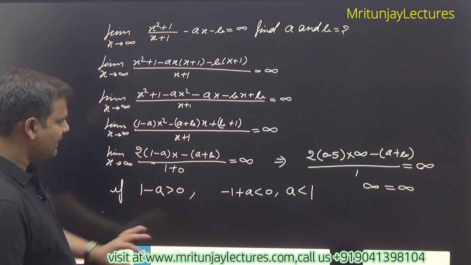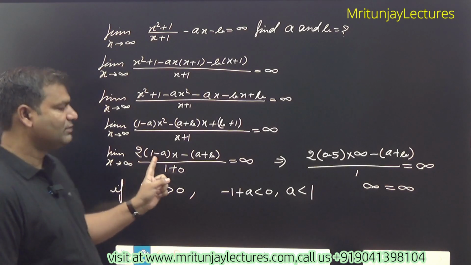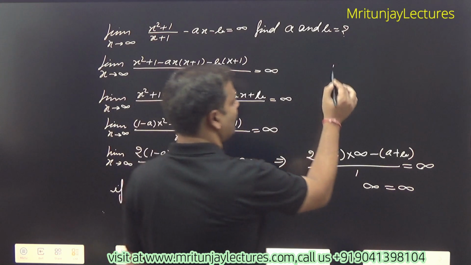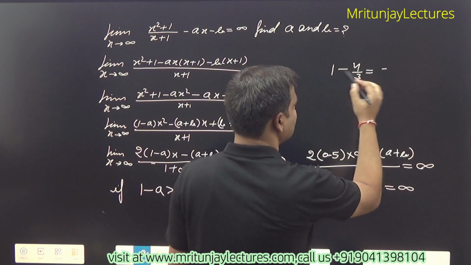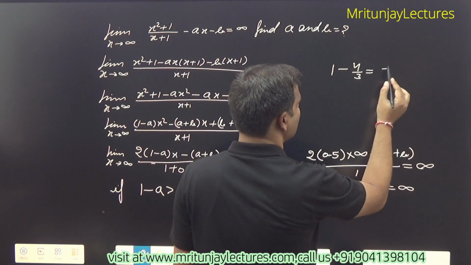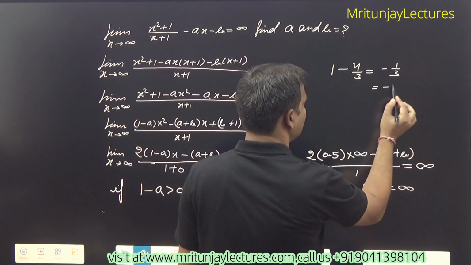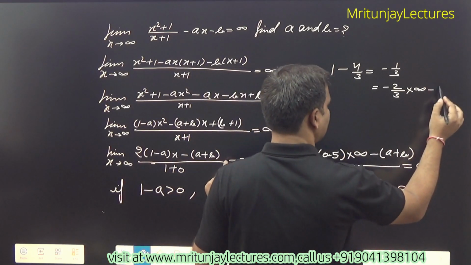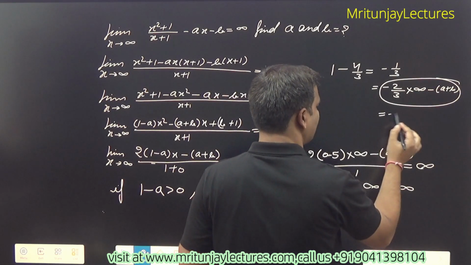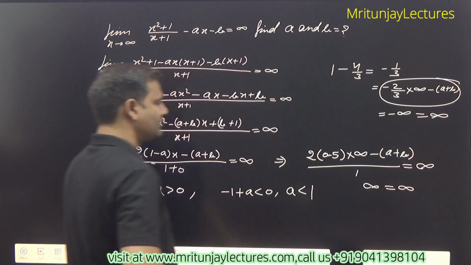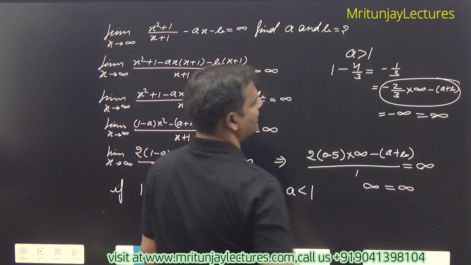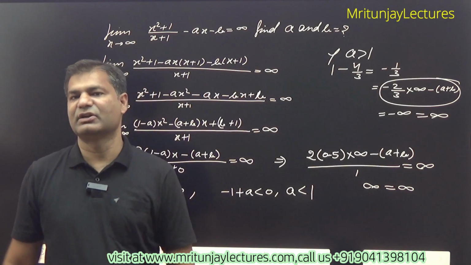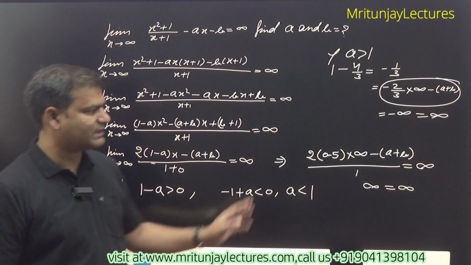Second, if a is greater than 1, suppose that value is 4 by 3. Then 1 minus 4 by 3 is (3 minus 4) by 3, that is minus 1 by 3. So minus 1 by 3, into 2, and if we put x equal to infinity, here minus (a plus b), what about that value? It is minus infinity, and this value is not equal to infinity. That's why we do not choose a greater than 1. I hope it is clear. So a greater than 1 is not sufficient. If a is greater than 1, then the left hand side and right hand side are not equal. But if a is less than 1, then the left hand side is equal to the right hand side.